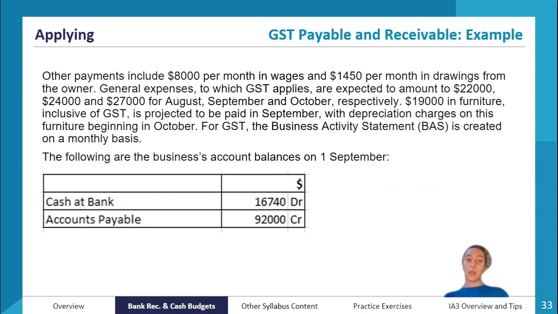Then we've got a range of other payments as well. So $8,000 in wages per month. We've got drawings each month and a range of other expenses as well. And the following, we've got the business's account balances on the 1st of September, which we'll need to complete the rest of the process later on. Cash at bank and accounts payable.